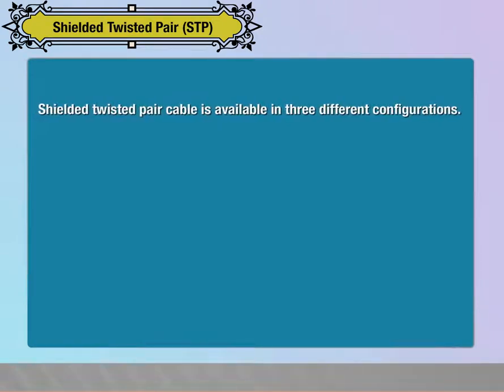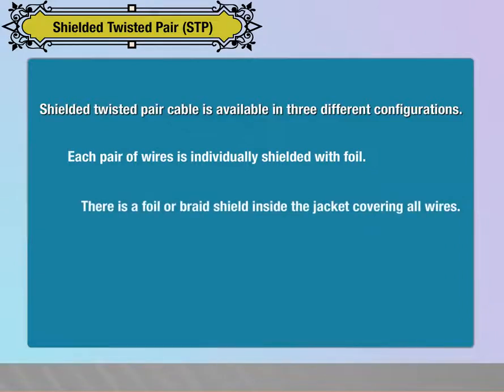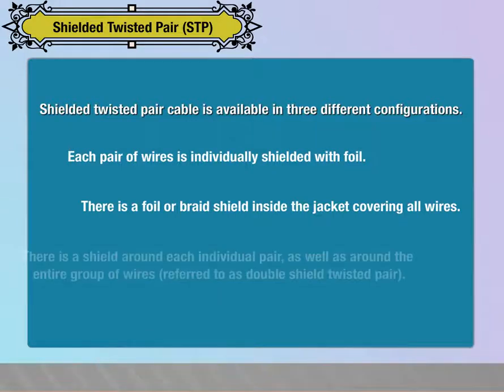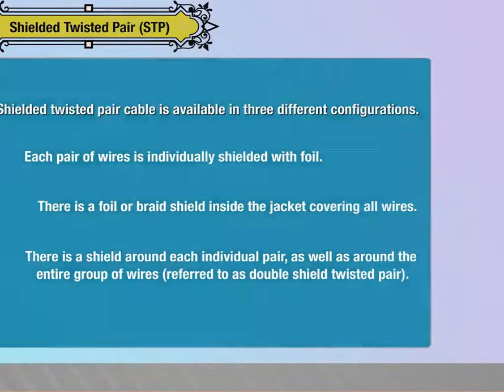Shielded twisted pair cable is available in 3 different configurations. Each pair of wires is individually shielded with foil. There is a foil or braid shield inside the jacket covering all wires. There is a shield around each individual pair as well as around the entire group of wires, referred to as double shield twisted pair.